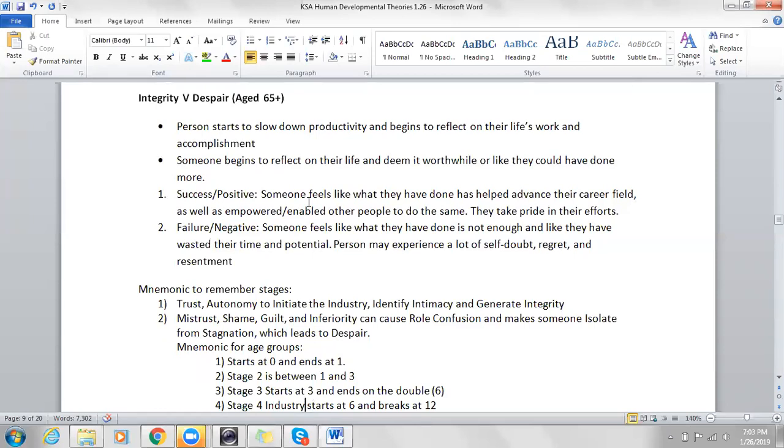Remember, trust versus mistrust, autonomy versus shame, initiative versus guilt, industry versus inferiority, identity versus role confusion, intimacy versus isolation, generativity versus stagnation, and integrity versus despair.